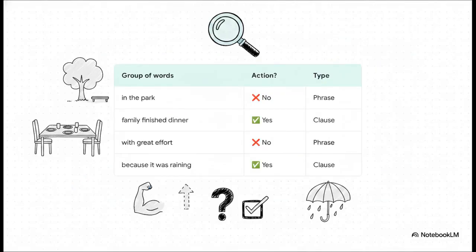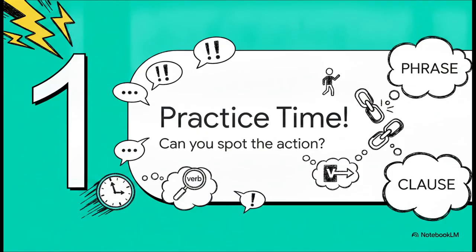Let's compare these side by side. Think of this as your ultimate cheat sheet. Look at the first one, in the park. Is an action happening? No. So, it's a phrase. How about after the family finished dinner? Action happening? Yes, they finished. So, it's a clause. With great effort. Any action? No. Phrase. Because it was raining. Action? Yes, raining. Clause. See? You just have to ask yourself one single question. Is an action happening?